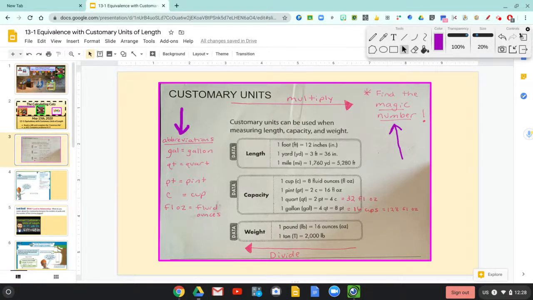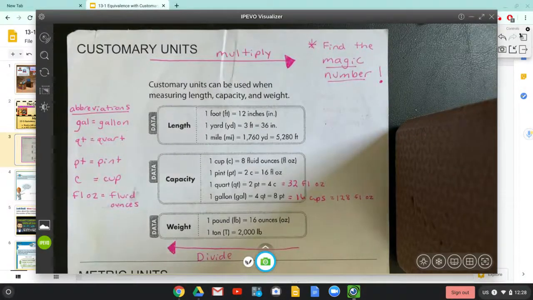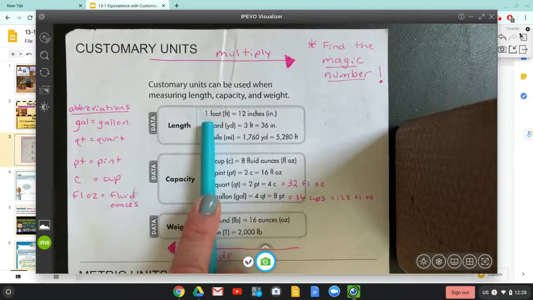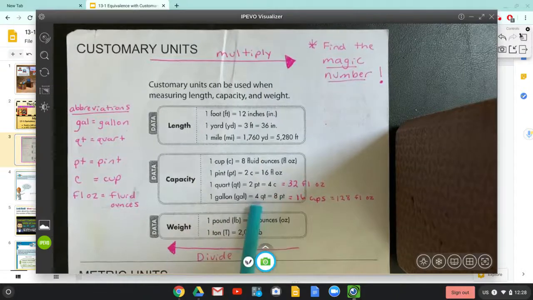So I just want to go back and talk about this magic number again. So, for example, when we're looking at this conversion chart, and I will attach a picture of this to Dojo so you can print it out if you like. So here, if you're going from feet to inches, so if you're going this way, you would multiply. But if you're going from inches to feet, so you're going to the left, you would divide.